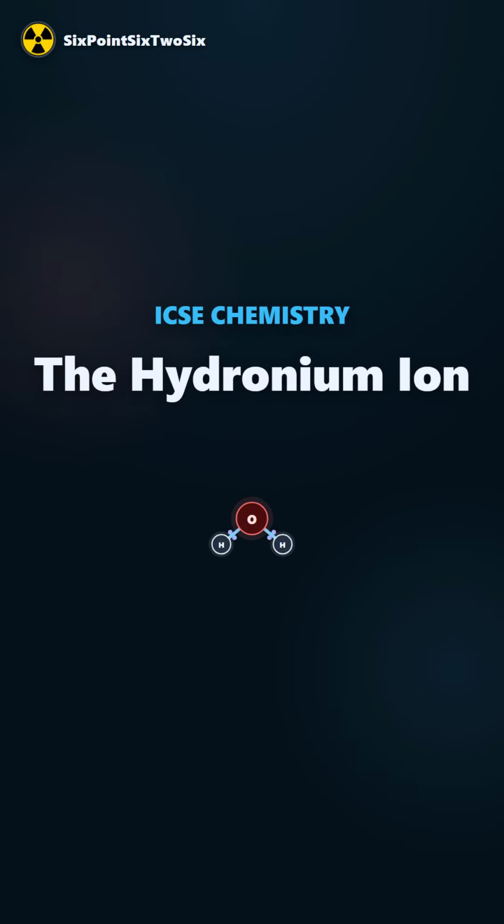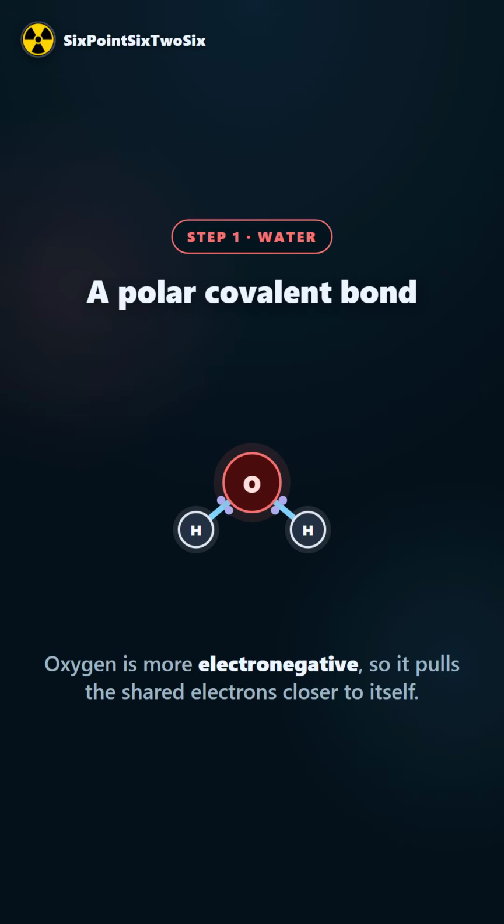When an acid dissolves in water, a hydronium ion is born. Let's build it step by step. Start with water. Oxygen shares an electron pair with each hydrogen. But oxygen is more electronegative, so it pulls those shared electrons closer. That makes each bond polar covalent.